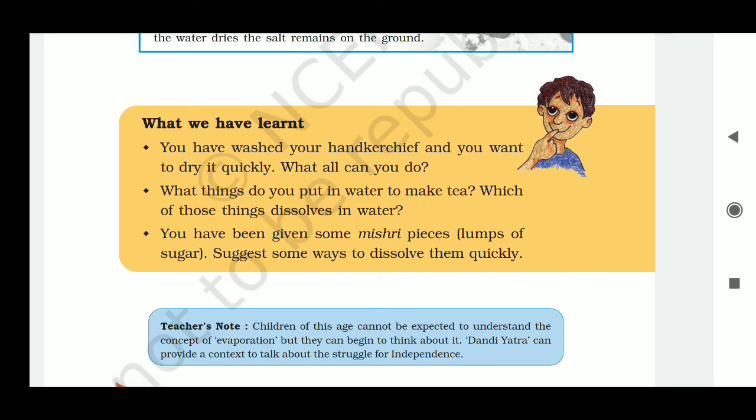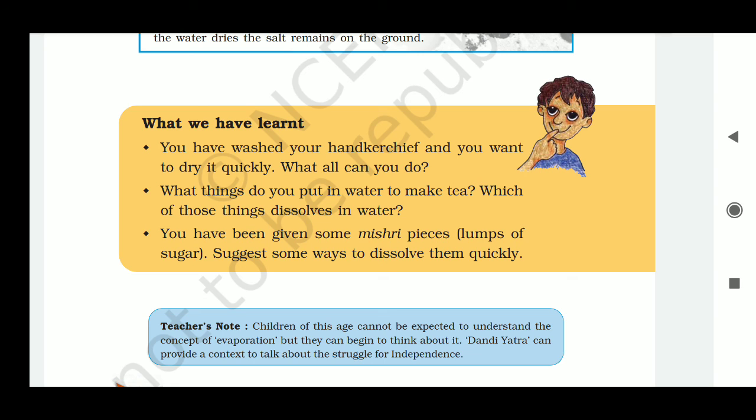So while making tea, sugar will dissolve in water, and tea leaves will remain as such, and milk looks like it is dissolved in water, but it is not soluble in water. Sugar completely dissolves in water while making tea.